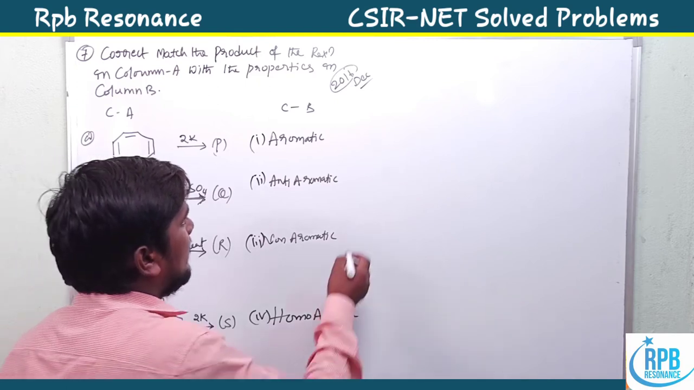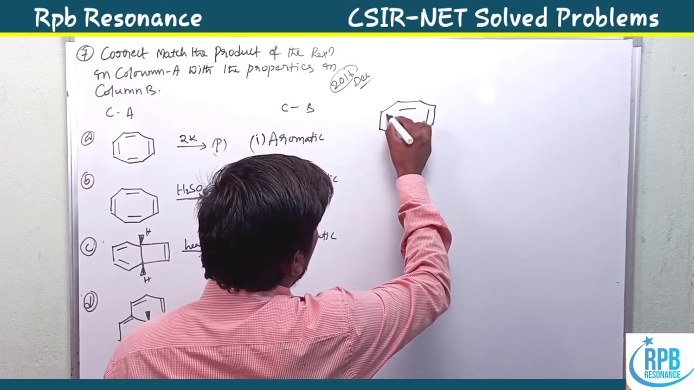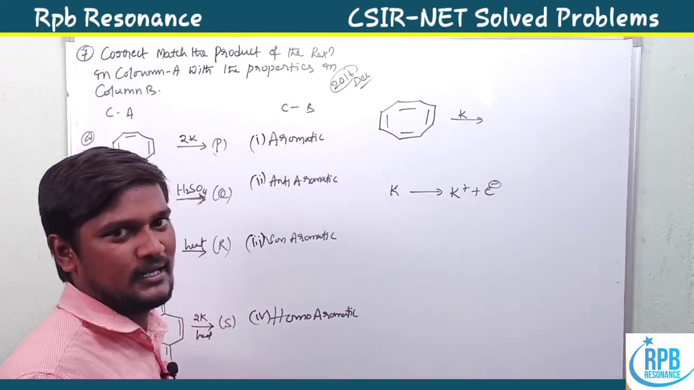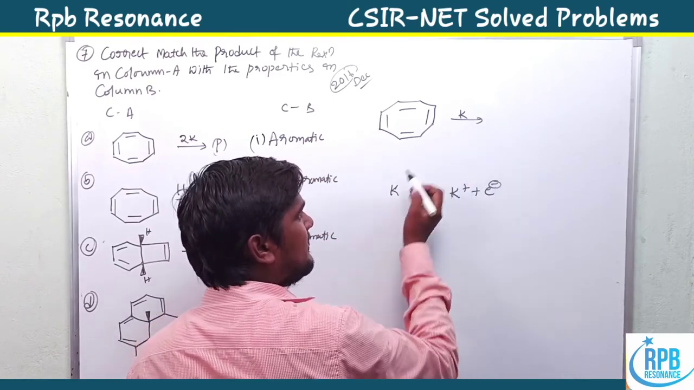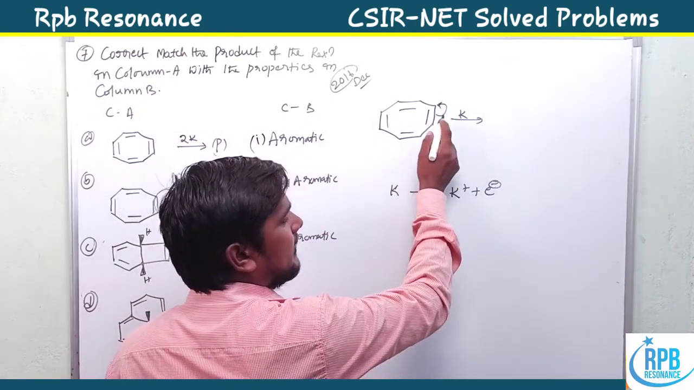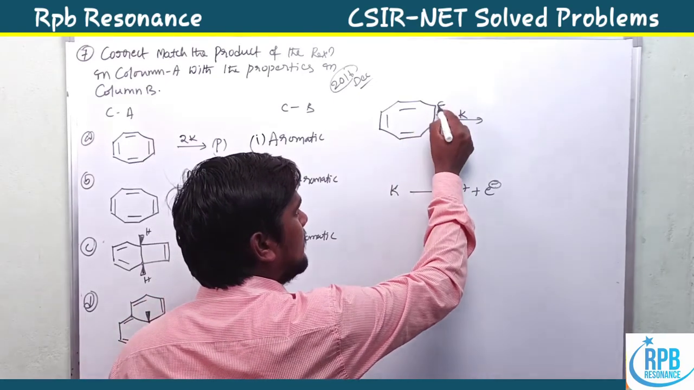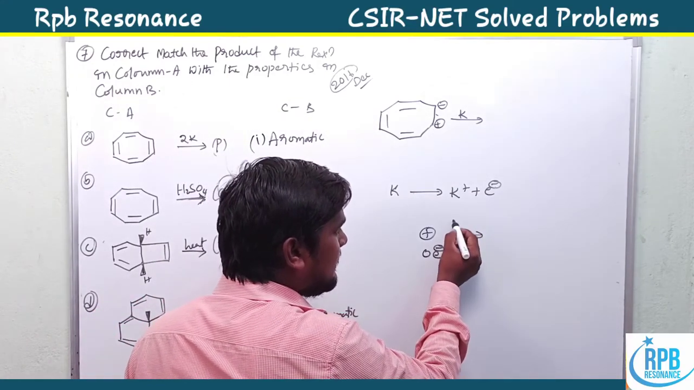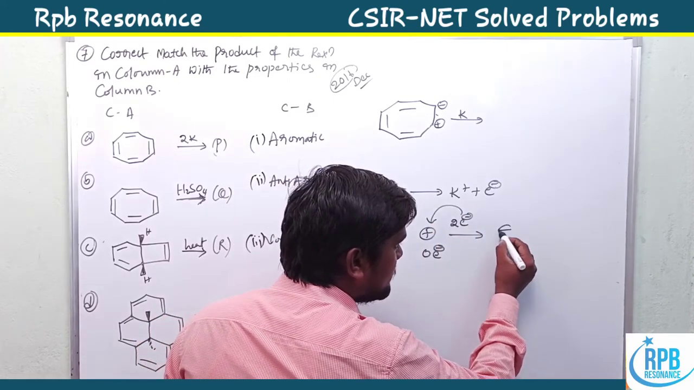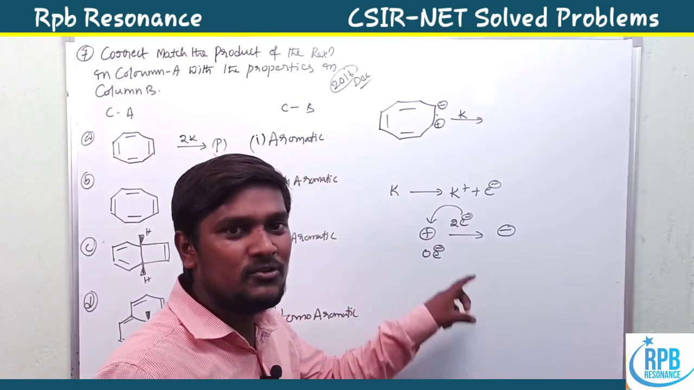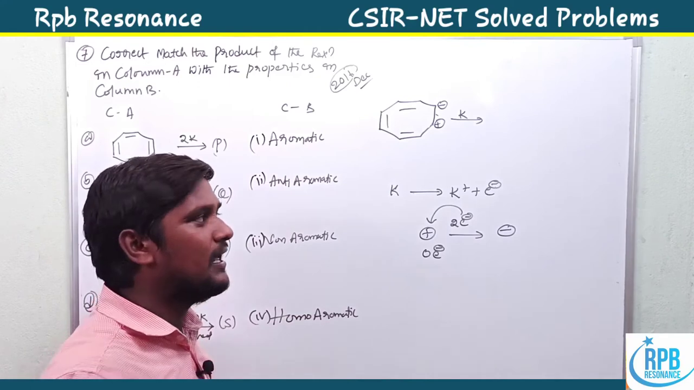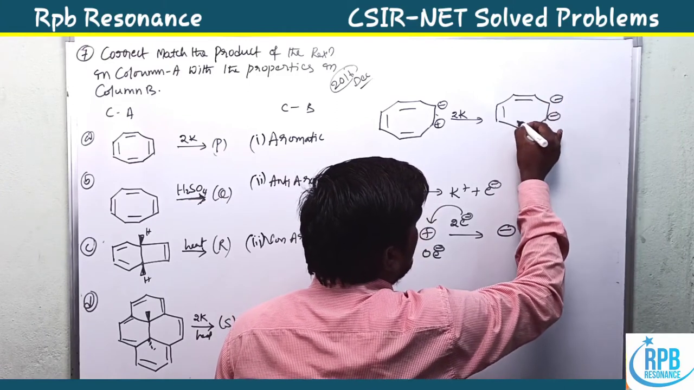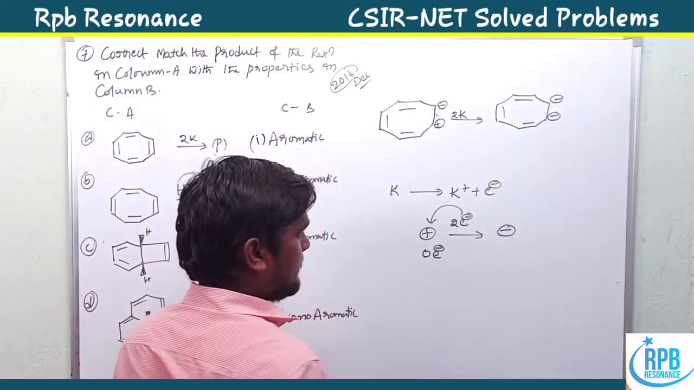The first problem is an eight-membered ring treated with potassium. The potassium loses its electron and forms the potassium cation. So here the metal releases electrons. Generally the system will undergo resonance, with negative charge over there and positive charge over there. The positive center can gain 2 electrons and form a negative charge. That's why 2 metals will produce this type of system, with negative charges all around. This is the first product.